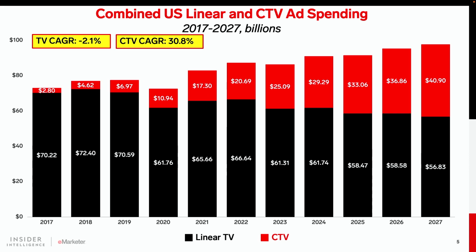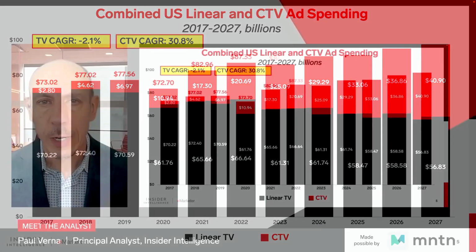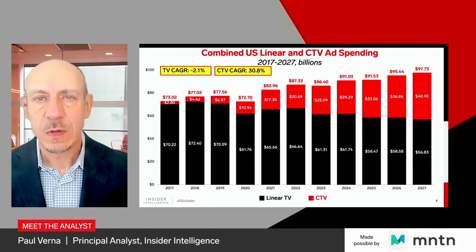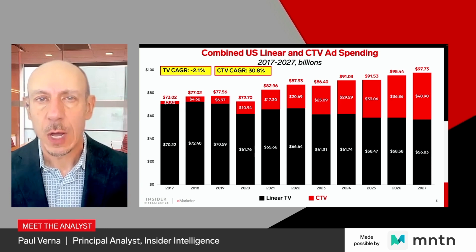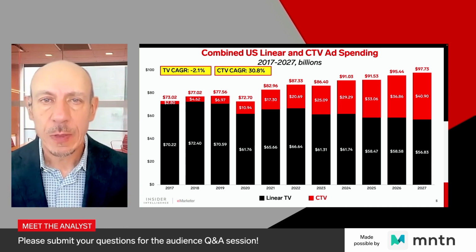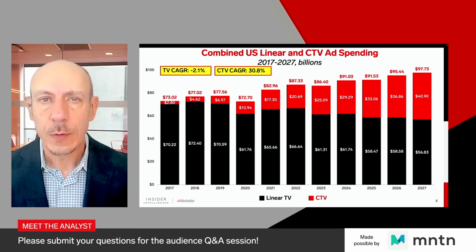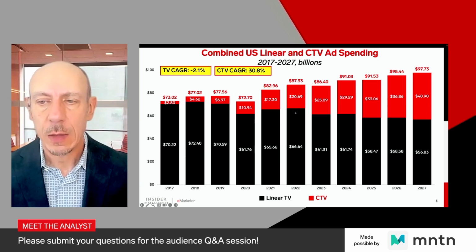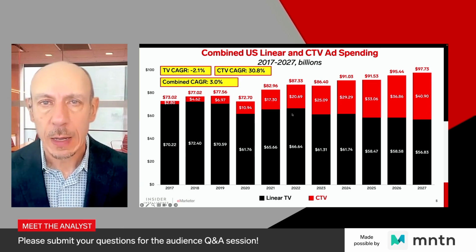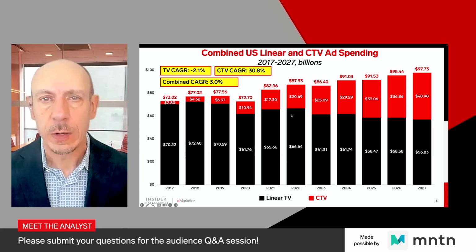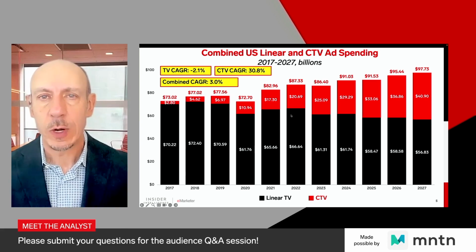Now, when you look at the combined TV and CTV ad market, it's also a growth story, though a couple of times the gains in CTV aren't enough to offset the losses on the linear side. That happened in 2020, and we expect it to happen again this year. But overall, despite the decline in linear TV and the jolt of the pandemic, the total market will grow by 3% on a CAGR basis during this period, and it'll hit close to 100 billion by 2027.